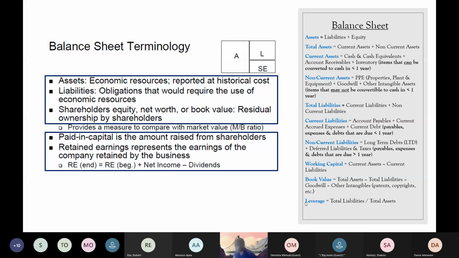I explained leverage last week. Leverage is total liabilities divided by total assets. The best way for me to explain leverage is how much money that is not yours that you are using to do business. Leverage is not a bad thing, but if you are over-levered, you stand the risk of bankruptcy, especially when those liabilities begin to turn into current liabilities.